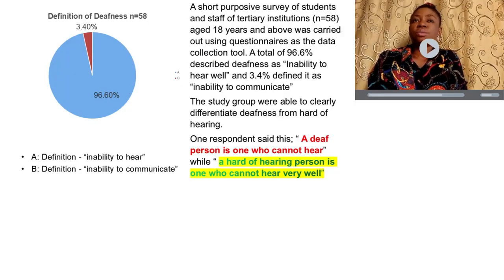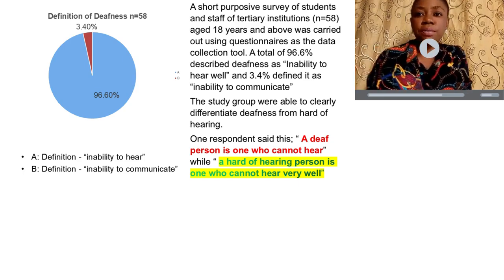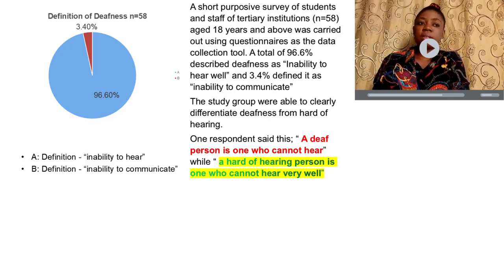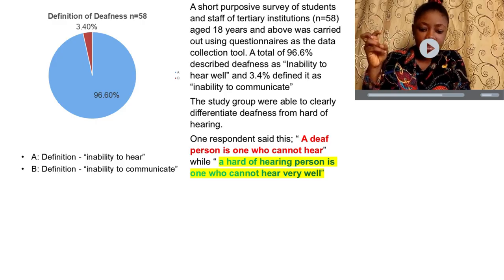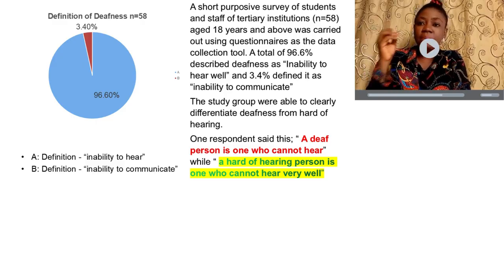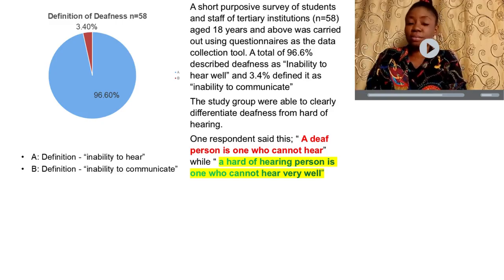Okay, the next slide, to further understand the meaning of the word deafness, we carried out a short survey amongst students and staff of a tertiary institution. The total respondents were 58. And out of these 58 persons, about 96.6% of these people actually defined deafness as the inability to hear well, while the other little percentage says it's inability to communicate effectively.